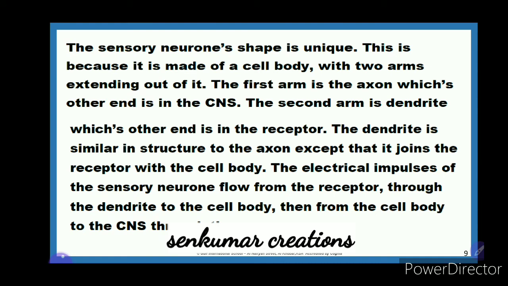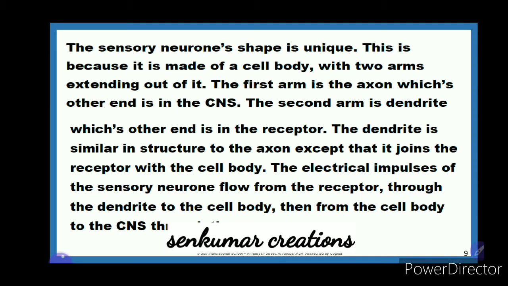The dendrite is similar in structure to the axon, except that it joins the receptor with the cell body. It is the same structure as the axon, the same size, except that it joins the receptor with the cell body. The axon joins with the other neuron, right? The dendrite joins with the cell body. So the electrical impulse of the sensory neuron flows from the receptor through the dendrite to the cell body, then from the cell body to the central nervous system through the axon. This is the function of the sensory neuron.